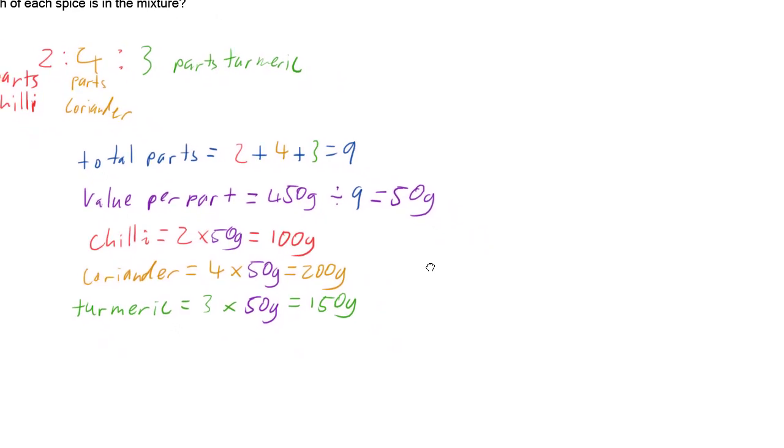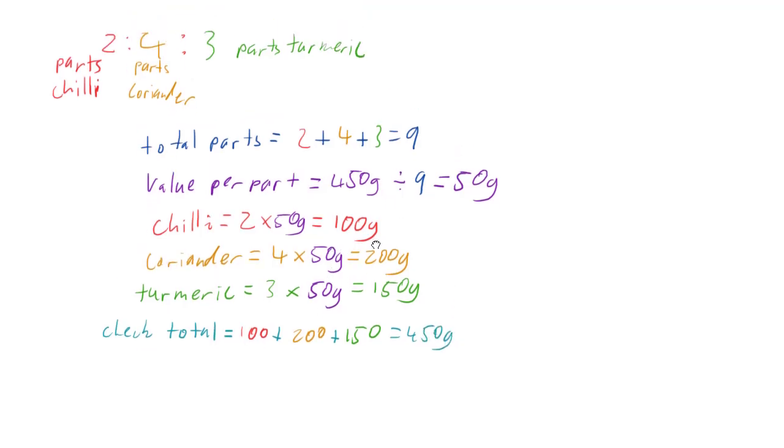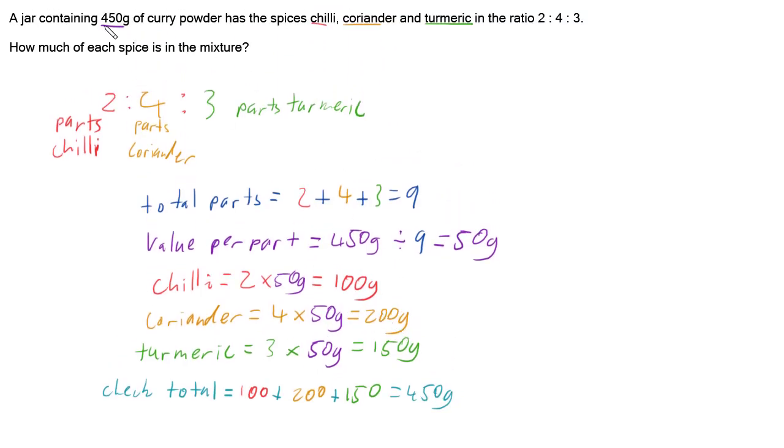And so last calculation we should do is we should just do a check total. Do all of these numbers work out? 100 plus 200 plus 150. Well, 100 plus 200 is 300. 300 plus 150 is 450 grams. So our jar should be 450 grams. It was. So we're all good. We haven't made a mistake.